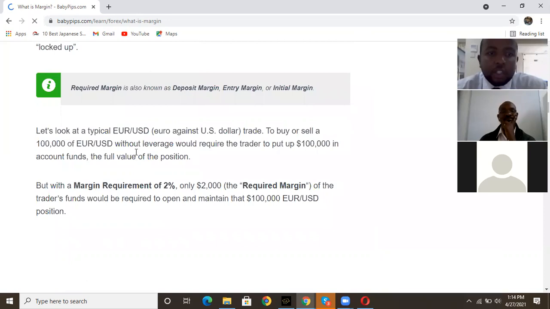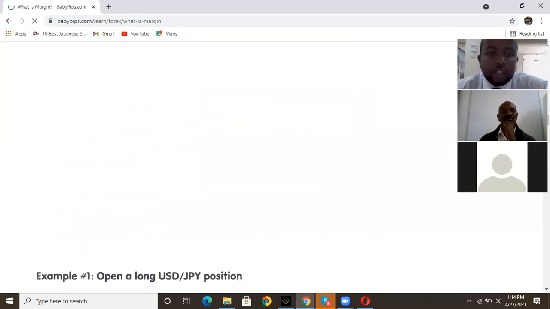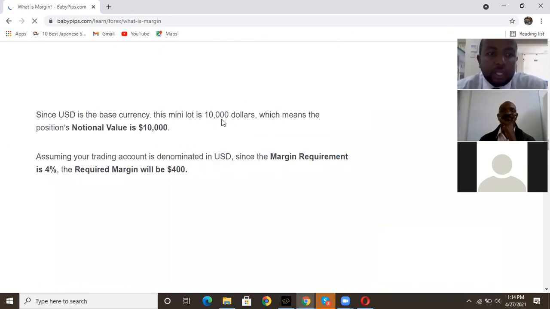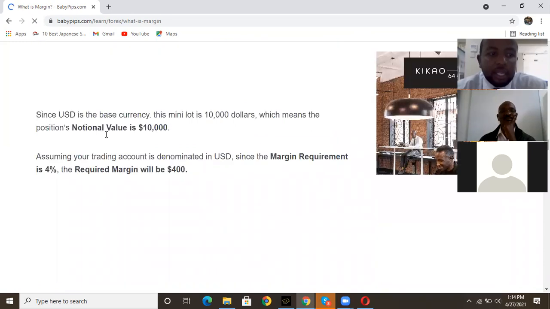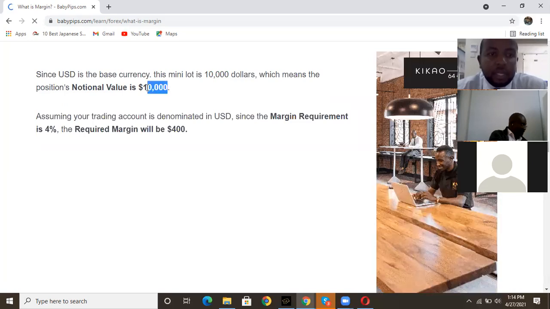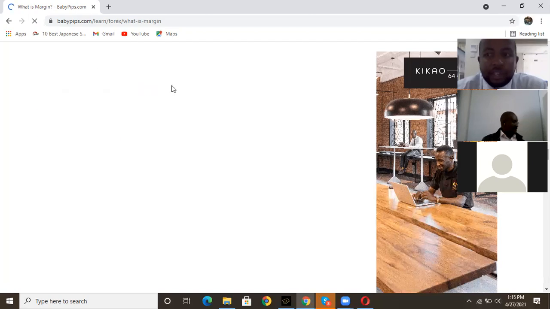I want to go through these examples because I'll be doing the examples on Thursday. Since USD is the base currency, the mini lot is 10,000, which means the position's notional value is 10,000. Assuming your trading account is denominated in USD, and the margin requirement is 4%, the required margin will be 400. You just do 4% of this amount. If I say 2%, I'm doing 200, which is 2% of $10,000.